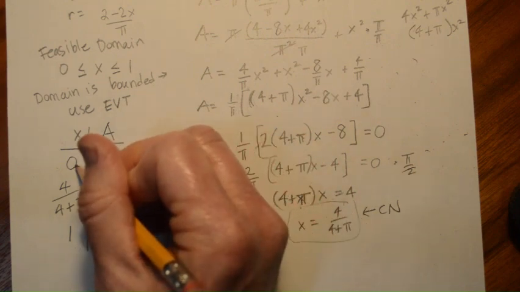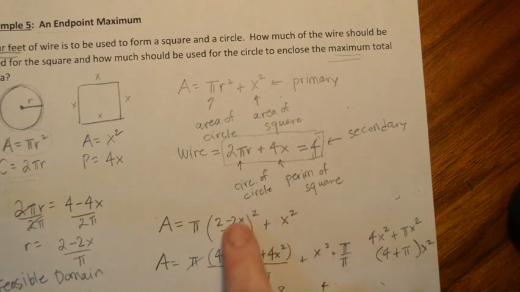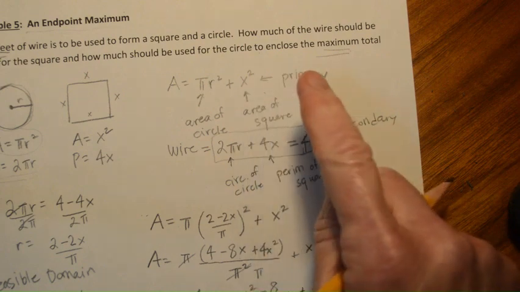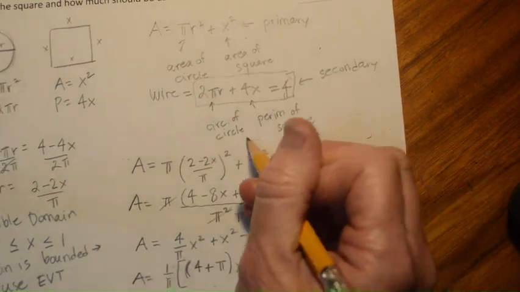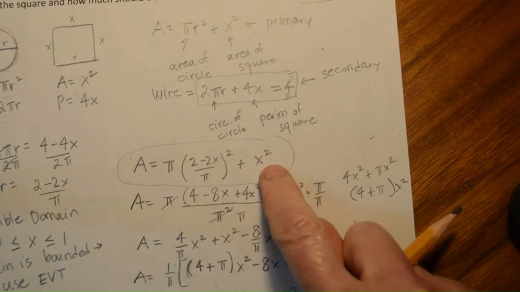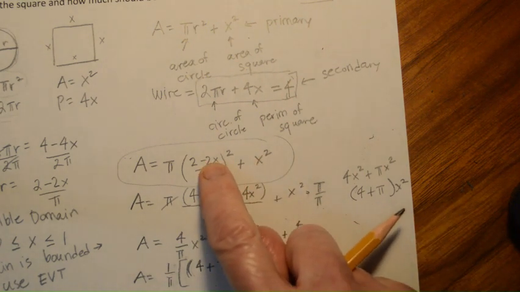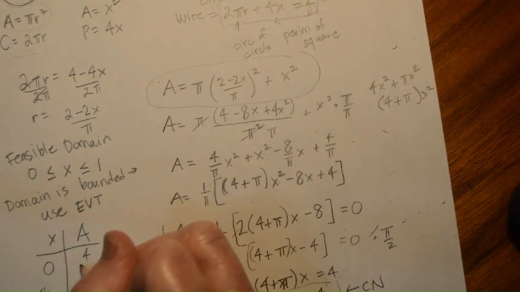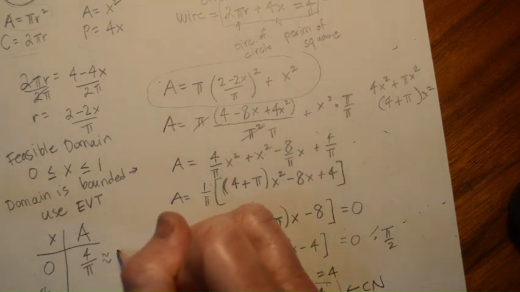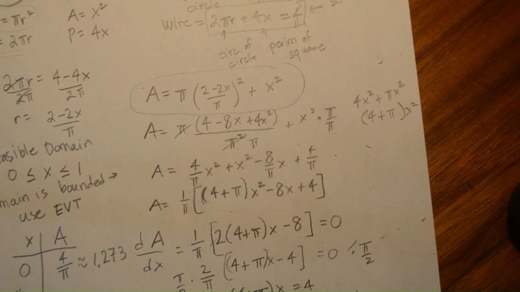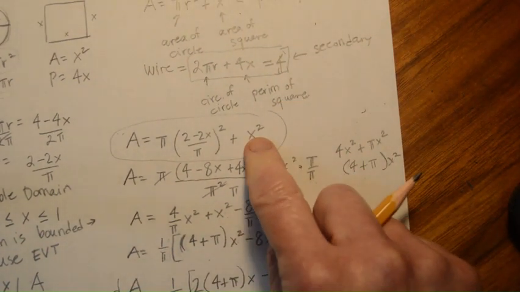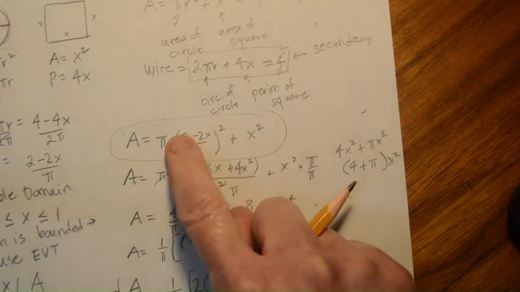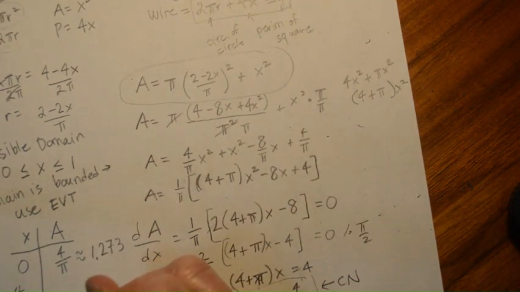When I find A of 0, right, again, we're back up to the area here, and we're going to use this one right here. When x is 0, I get 0 here, and then 0 here, so we just end up with 4 over pi squared times pi. We just end up with 4 over pi, which is about 1.273. When I put 1 in for x, I get 1 right here, so 2 minus 2 is 0 over pi, so I just get 0 here and 1 here, so I just end up with 1.